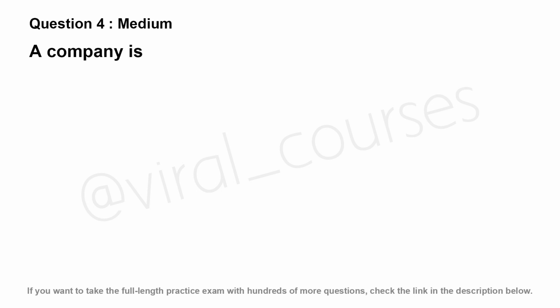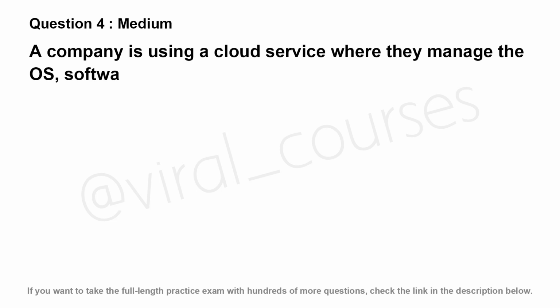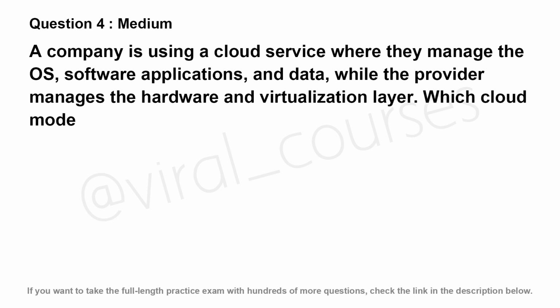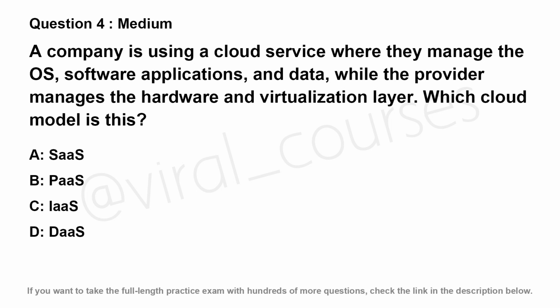A company is using a cloud service where they manage the OS, software applications, and data, while the provider manages the hardware and virtualization layer. Which cloud model is this? Option A, SaaS. Option B, PaaS. Option C, IaaS. Option D, DaaS.